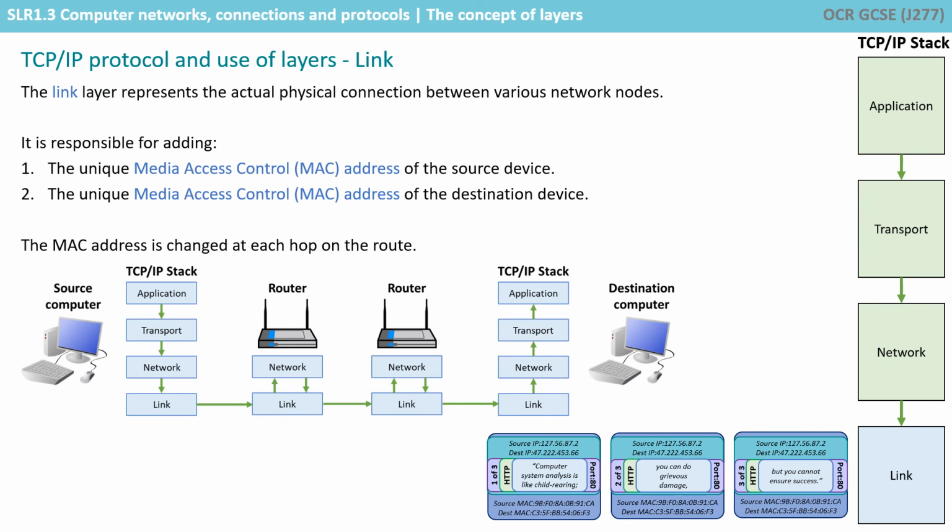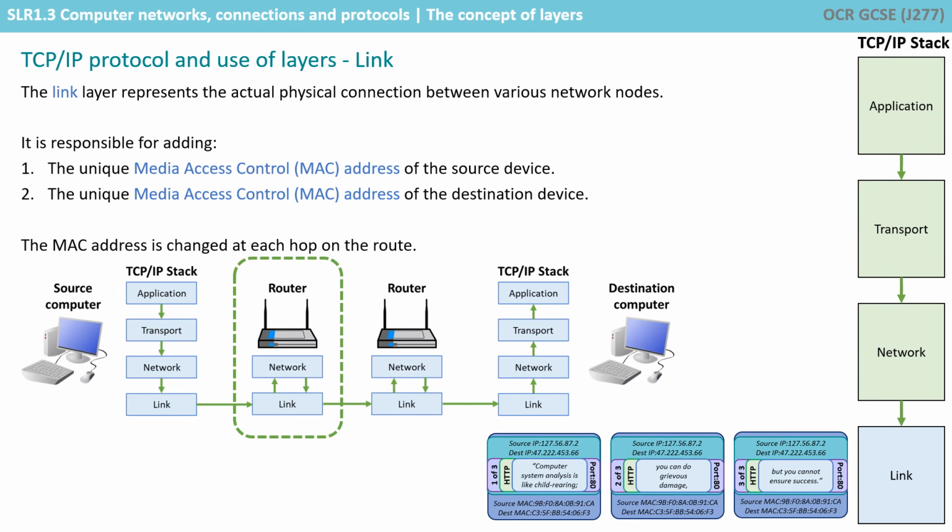Finally, we pass down to the link layer, sometimes called the physical layer. It's the lowest layer of the model, and this represents the actual physical connection between the various nodes. This is responsible for adding the MAC address, and again it adds a source MAC address and a destination MAC address, and again it will wrap this information around everything else. These packets can now disappear off. So we've reached the bottom of this link layer, and this packet would then disappear off and would head towards the first router.